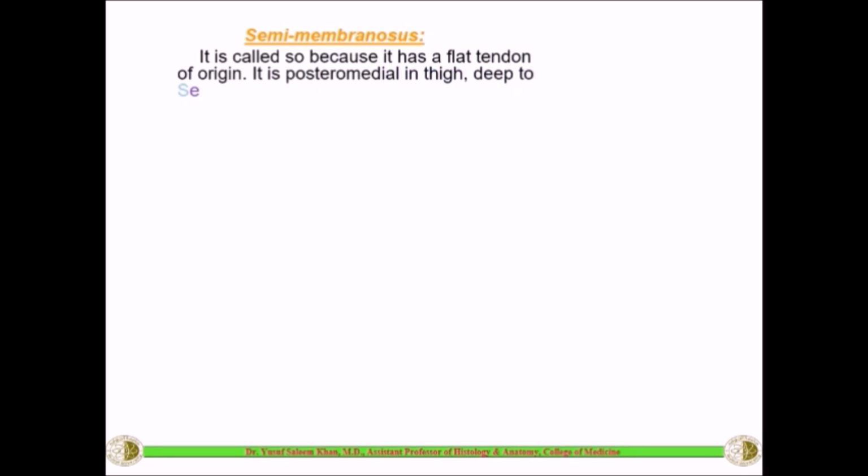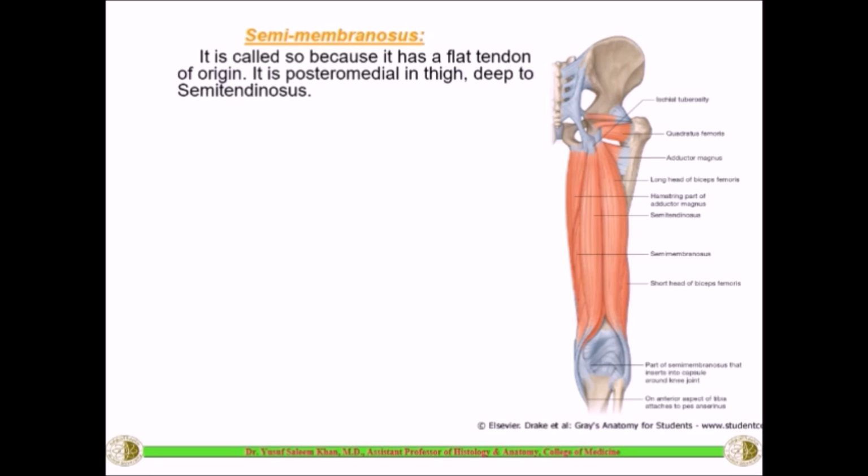The second muscle here will be the semimembranosus. As the name indicates, it looks like a membrane because it has a flat tendon. If you see here, it is a flat muscle compared to the semitendinosus. The semitendinosus has a long tendon with a small belly, but the semimembranosus is broader. It has a flat tendon of origin, and it is a flat muscle. That's why it is called semimembranosus.